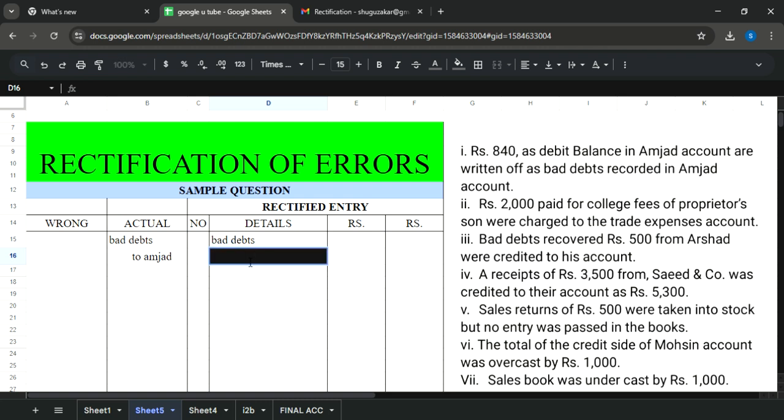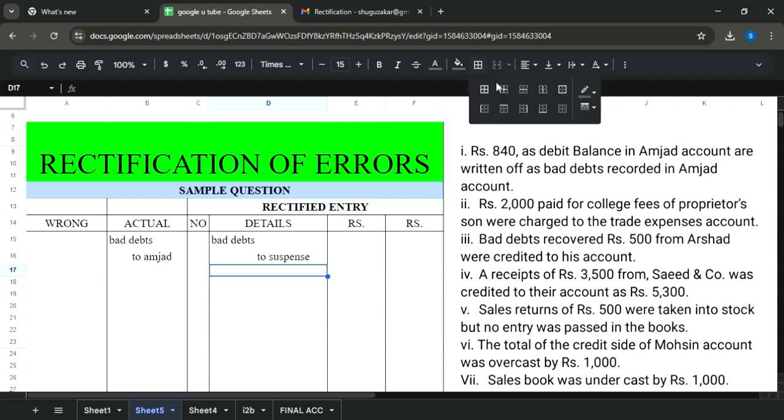Nothing is present at the credit side to be written, so we will write suspense. Why have we not written Amjad account? Because please note, I am saying it for the third time, it was recorded in Amjad account. Amjad account has already been recorded. It means only bad debts were not written. So our entry has been completed.